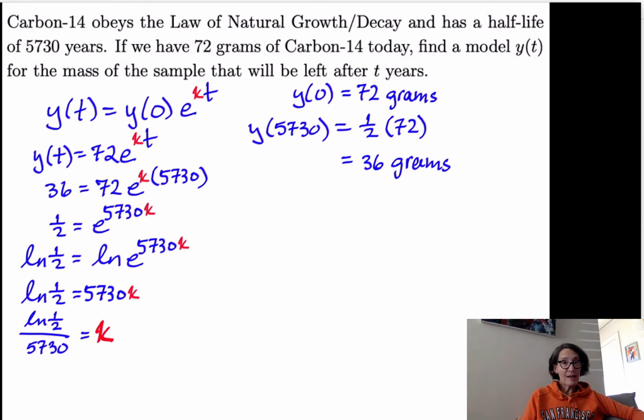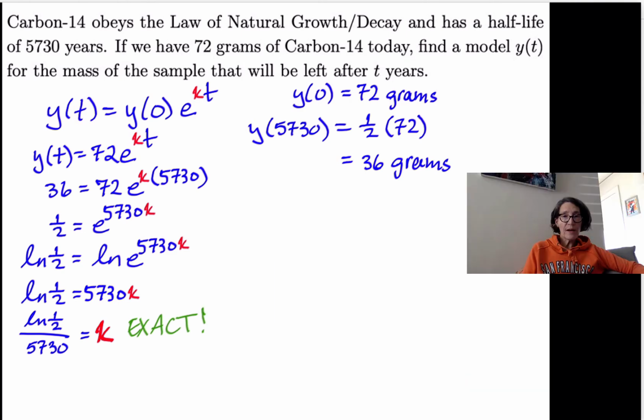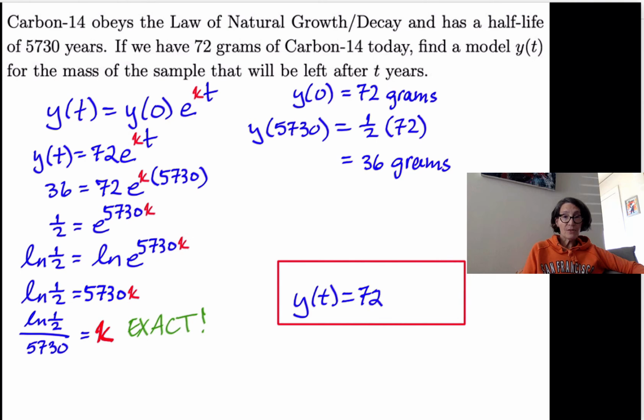Now, we're not putting that in our calculator. We need an exact number so that if we use the function to find the level of C14 after a certain amount of time, we're going to have a better answer. We don't want to approximate this. Our answer for our function is y of t equals 72 times e to the natural log of 1/2 over 5,730 times t. Now you may be wondering why that number k doesn't look negative.